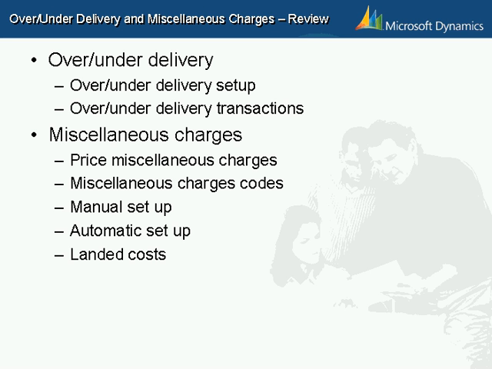So we covered over under delivery, over under delivery setup, over under delivery transaction. The miscellaneous charges section covered the following: how additional costs are added to sales and purchase, such as freight, transport, postage, insurance, packaging, and fees. Ways to help eliminate data entry: allocate charges to items, set up and use automatic miscellaneous charges, and you see in my picture that we covered miscellaneous charges. Price miscellaneous charges, miscellaneous charges code, manual setup, automatic setup, and land cost.